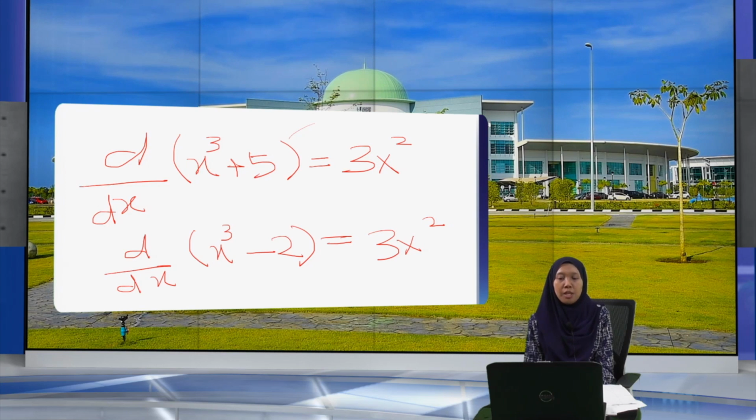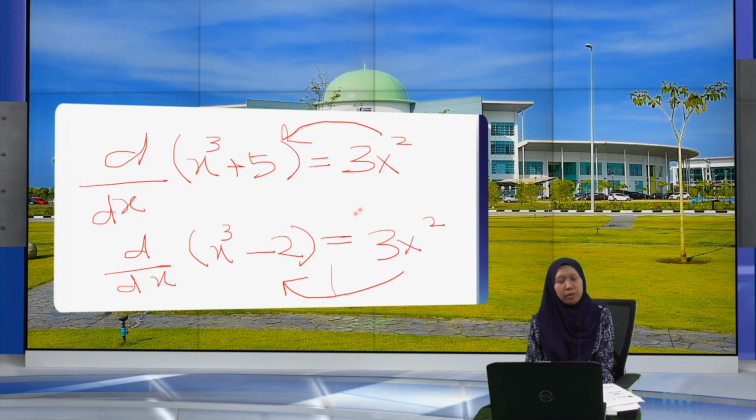However, when we integrate 3x squared, we will get x cubed. The plus 5 and negative 2 disappear during the integration process. Therefore, when we integrate 3x squared, we will get x cubed plus C, because C represents all possibilities of constants in the functions.